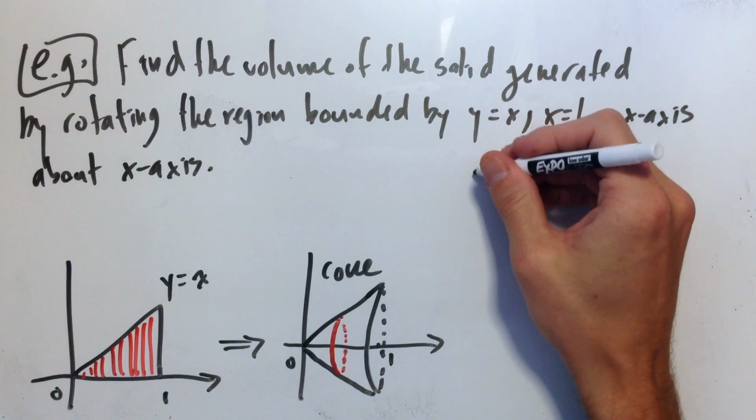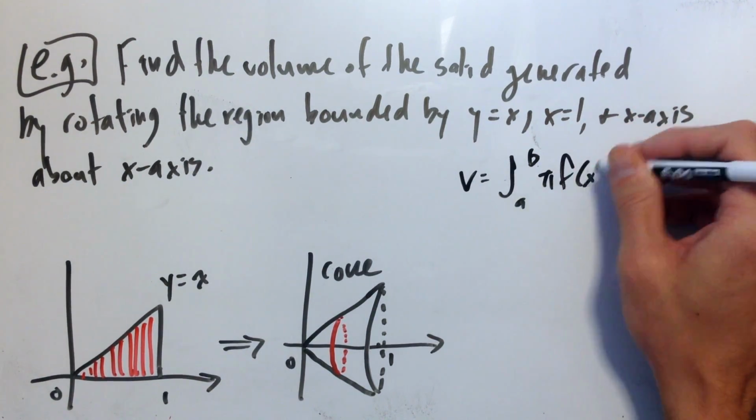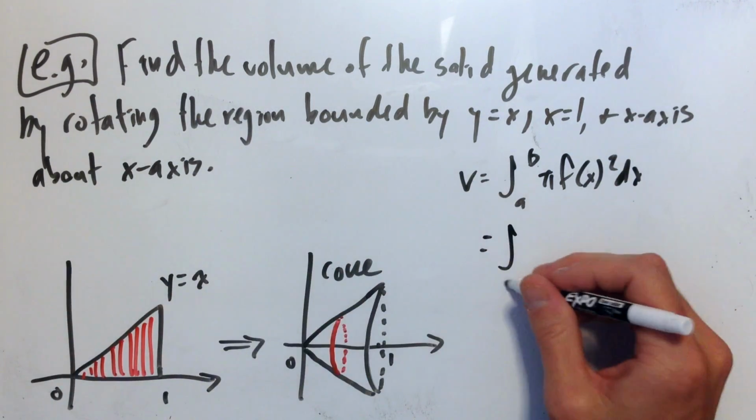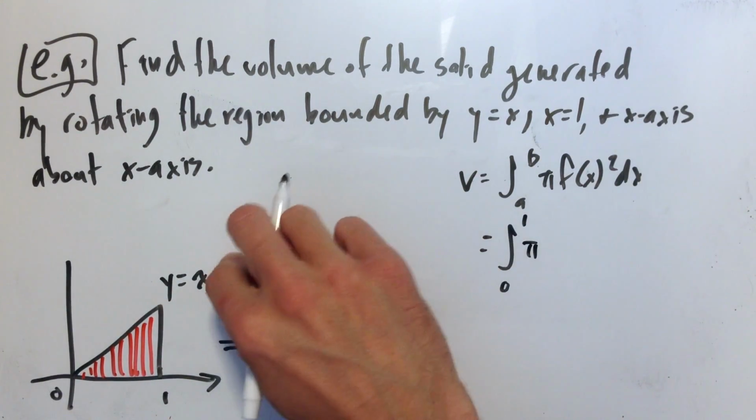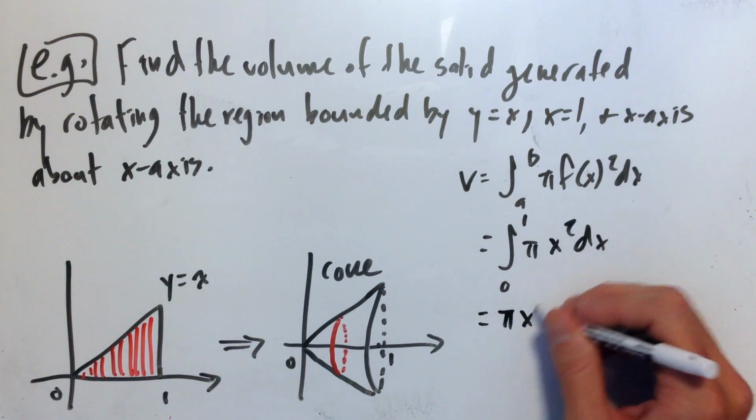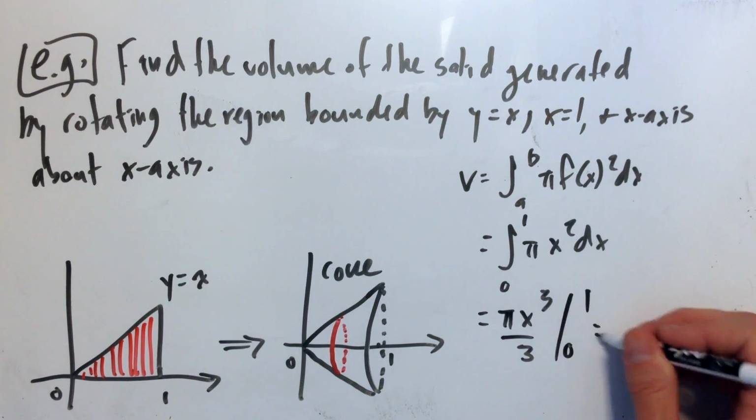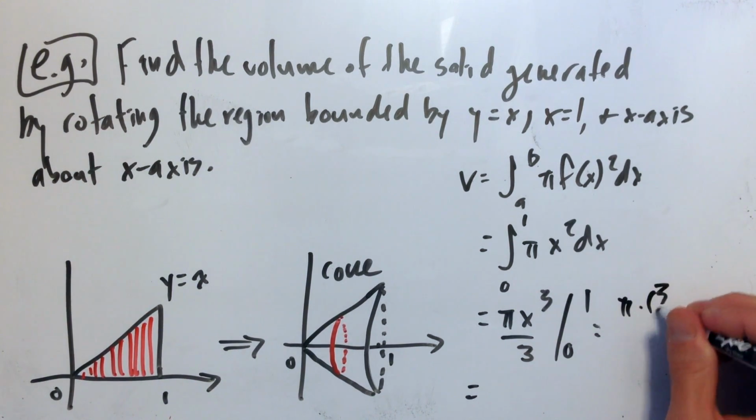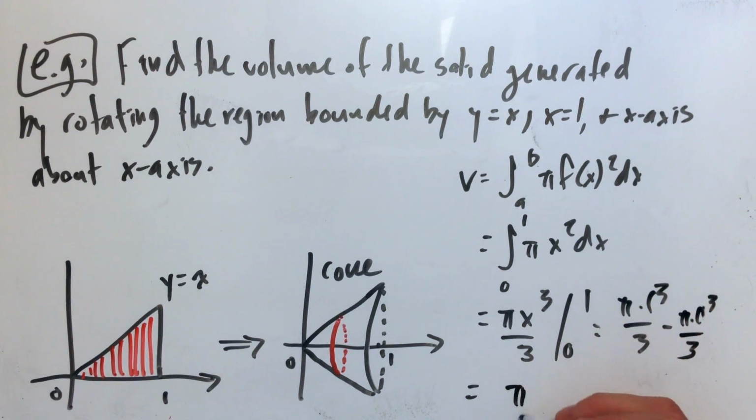But we don't really need to worry about any of the details here. It's all figured out for us, because we know that the volume is going to be the integral from a to b of pi f of x squared dx. A and b are where our region begins and ends, so from 0 to 1. Our function is given to us, it's x, so we get x squared dx. So we get pi x cubed over 3, since the integral of x squared is x cubed over 3, from 0 to 1. I plug in my limits, and we get pi times 1 cubed over 3 minus pi times 0 cubed over 3, which is just pi over 3.